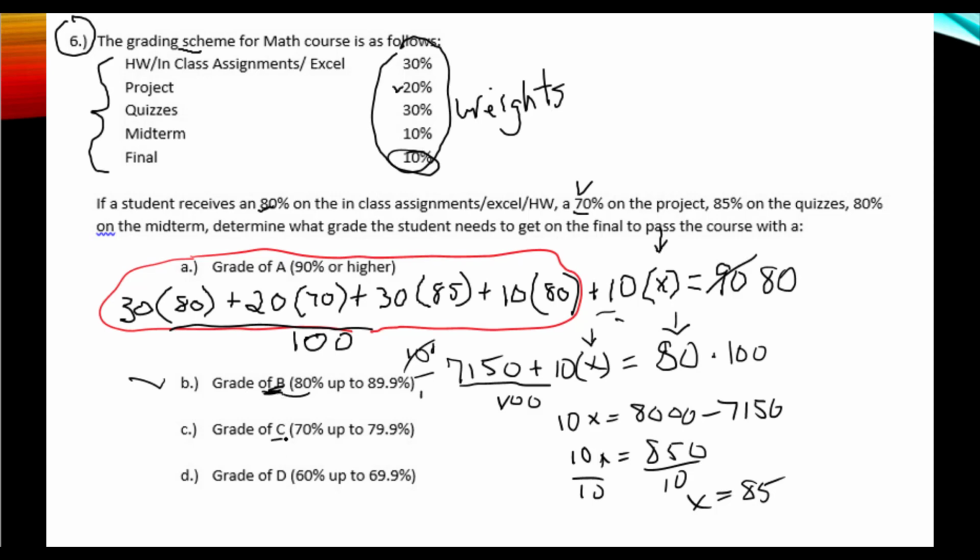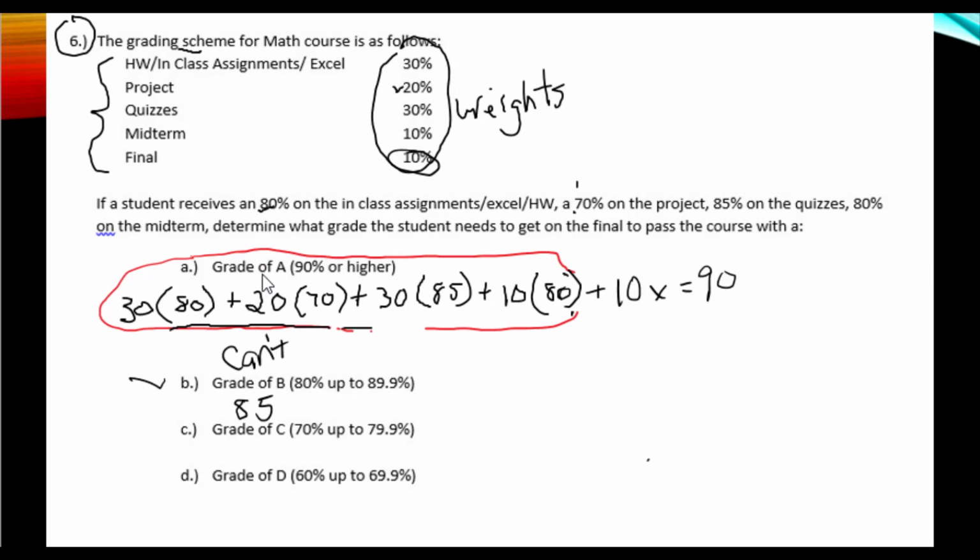Now a C, I'm going to speed it up a little bit for a C and a D. I need to get 70 or better here. So if I just change that to 70, that'll change that to 7,000. And let's look at that one.